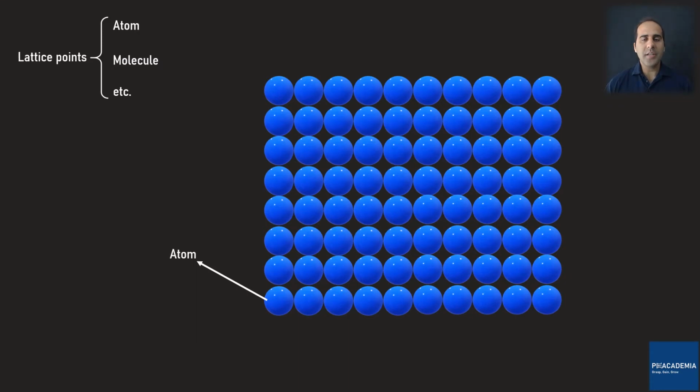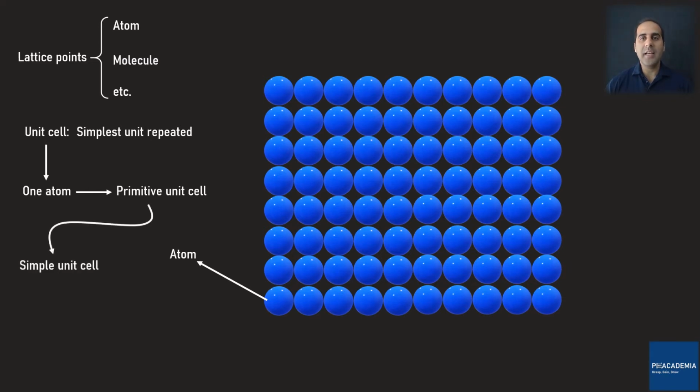Another concept to talk about is the unit cell. A unit cell is the simplest unit that is repeated to produce an entire crystal. If a unit cell contains only one atom, we call it a primitive unit cell. A primitive unit cell is sometimes called a simple unit cell, and it is not unique.